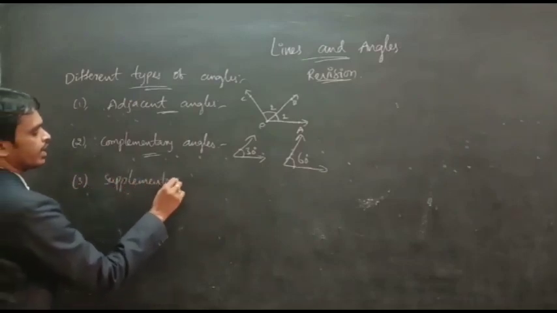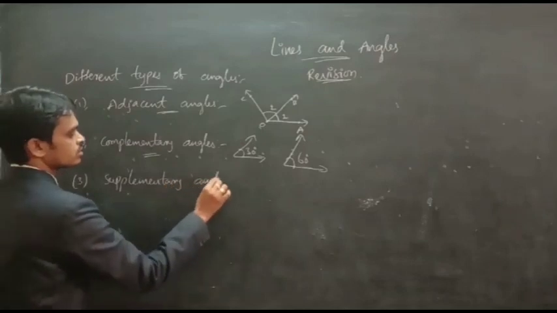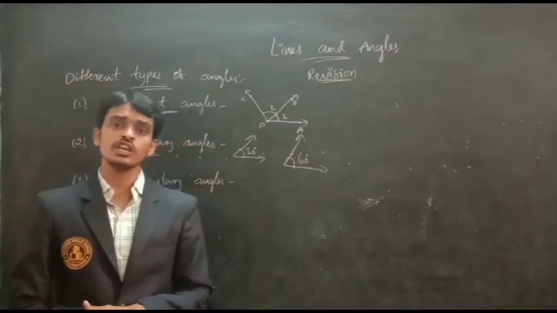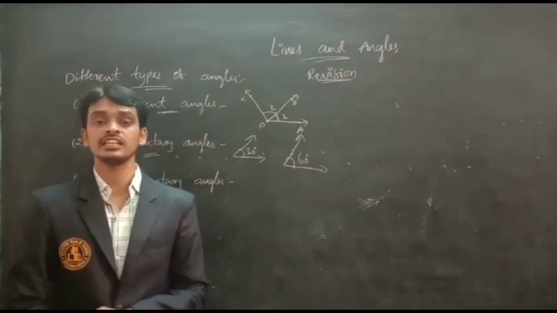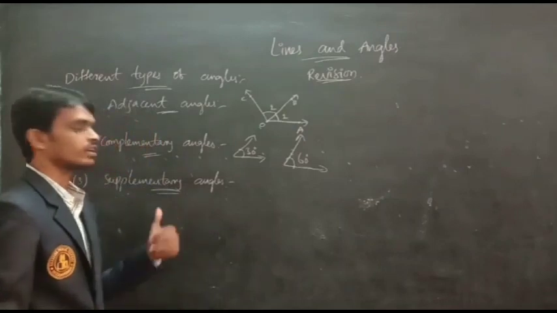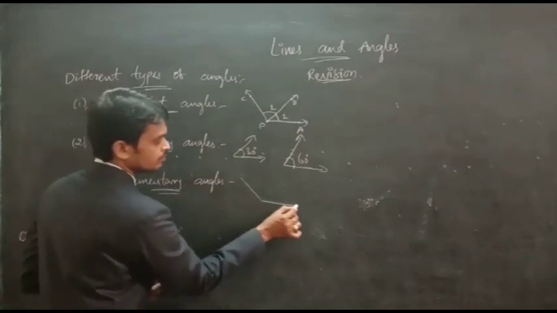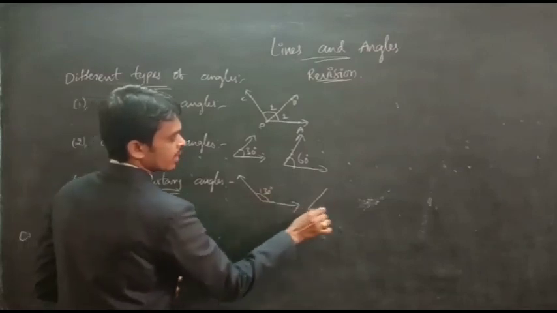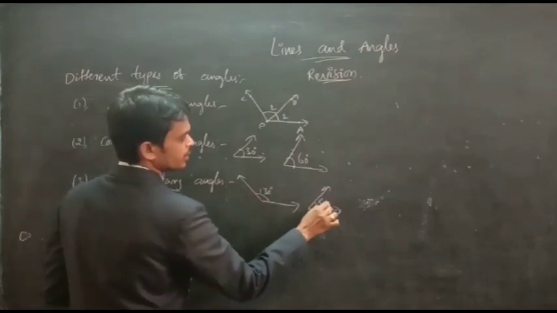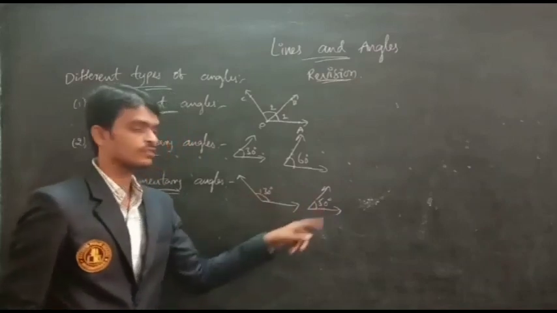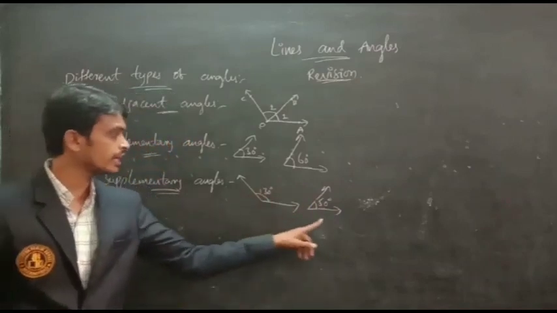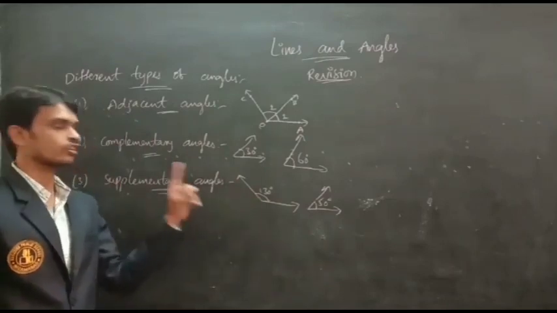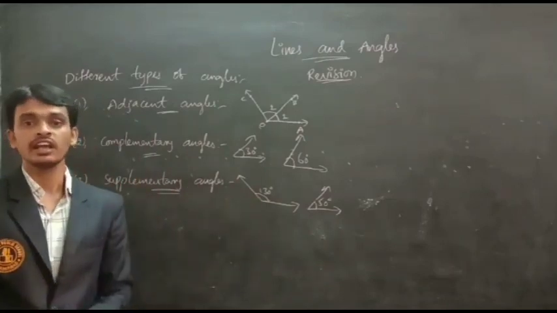Now, third one, supplementary angles. If the sum of two angles is equal to 180 degrees, then the two angles are called supplementary angles. For example, this is 130 degrees and this is 50 degrees. Then 130 plus 50 is how much? 180. The sum of the two angles is equal to 180 degrees. Then the angles are called supplementary angles.